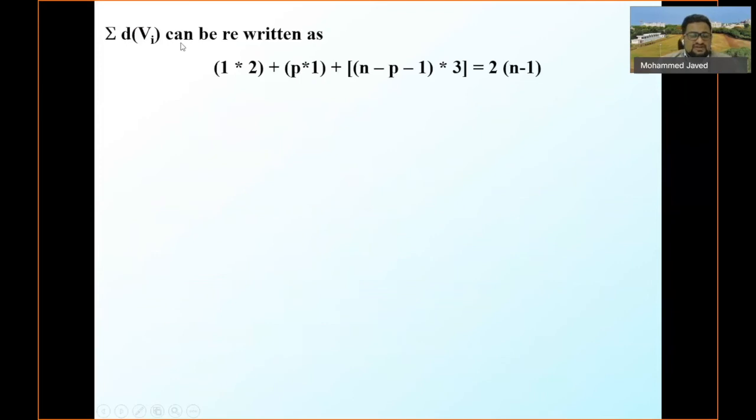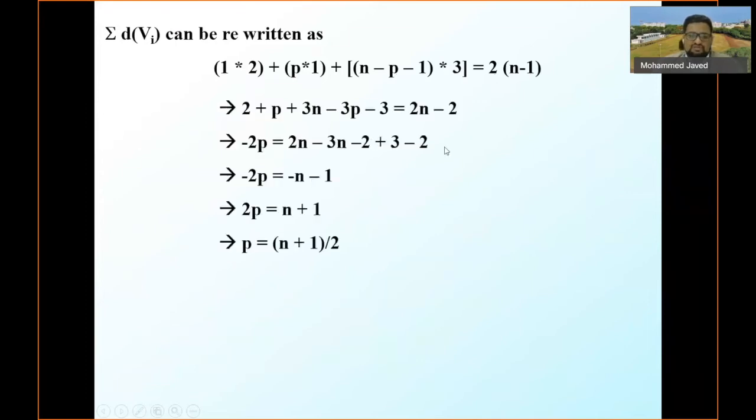Now let us take sigma d(v_i), the degree of all the vertices. It can be rewritten as one node, the root node, of degree 2, and the pendant vertices, p, which have degree 1, plus the internal trivalent vertices, n minus p minus 1, which have degree 3. All these three added together should be equal to 2 into n minus 1.